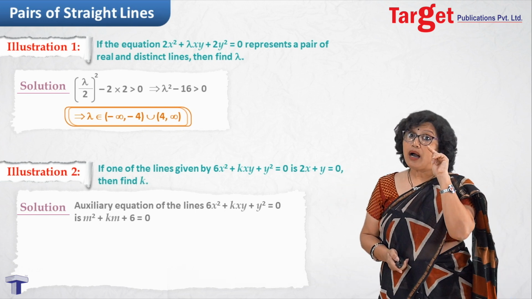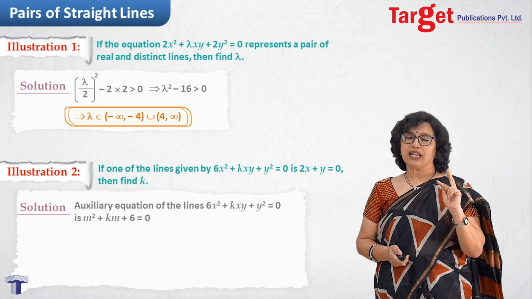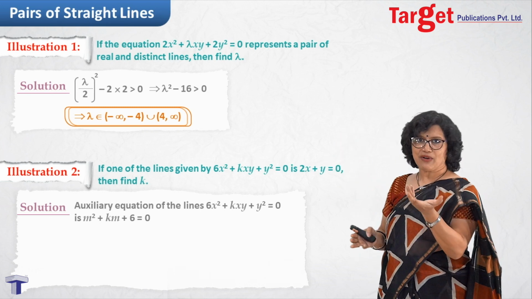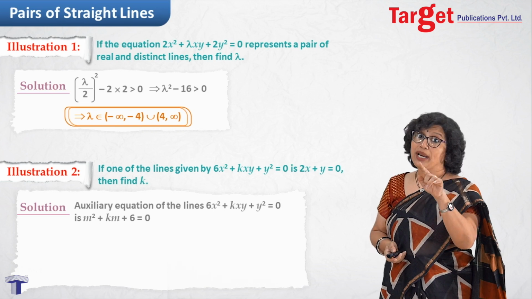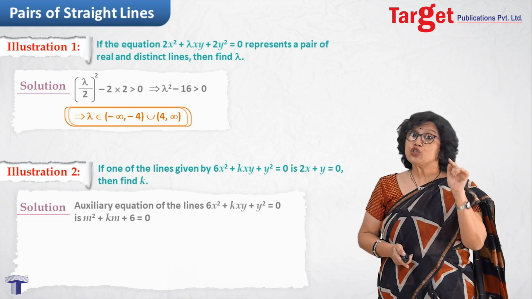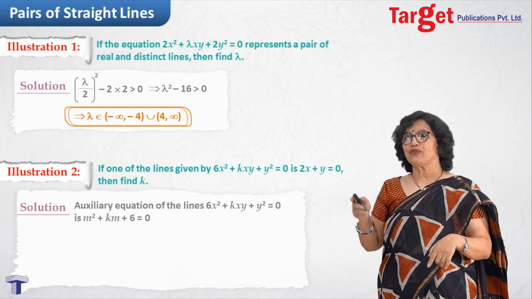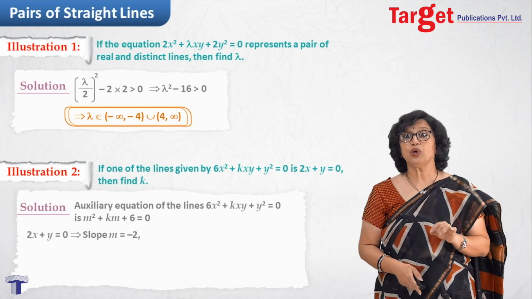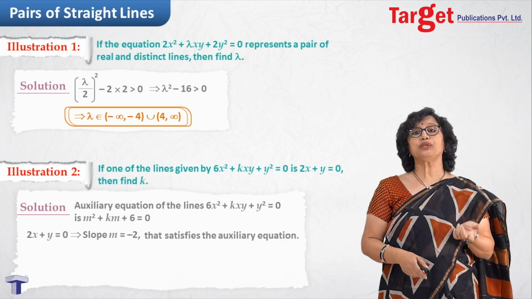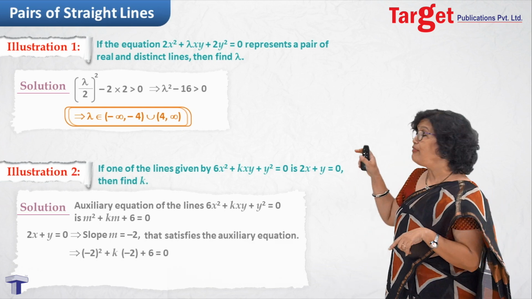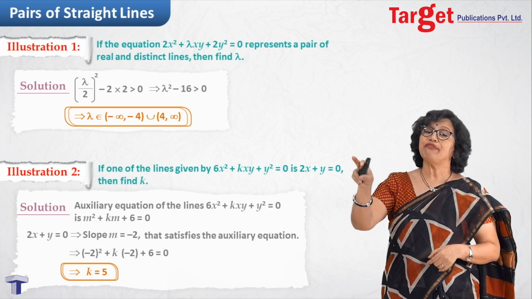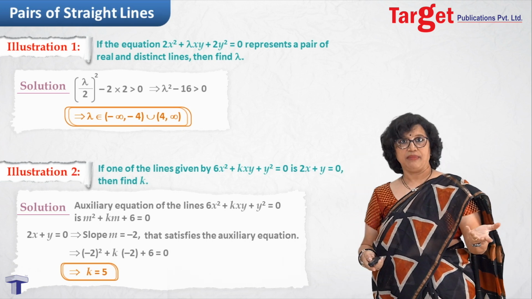Now, what type of two roots are you expecting for m? One is already given there. 2x plus y equal to 0 is one equation of the line. So what is the corresponding m here? Minus 2. Okay. So this minus 2 will surely satisfy this quadratic equation in m, which is m square plus km plus 6 equal to 0. And if I substitute m equal to minus 2, I will finally get k as 5. So the question was regarding finding k only. So we have found the answer for k.